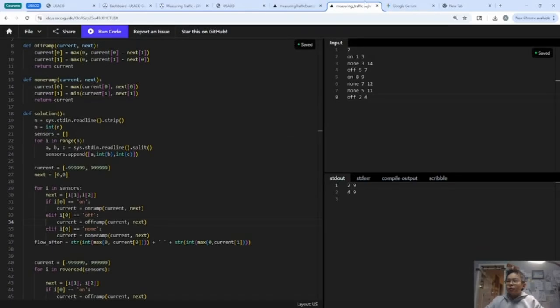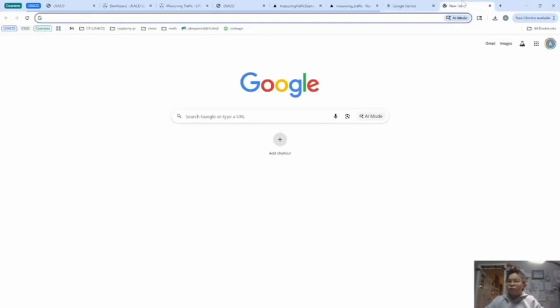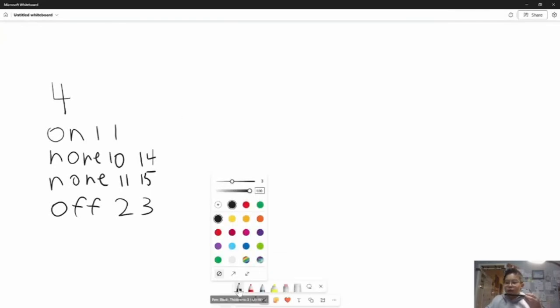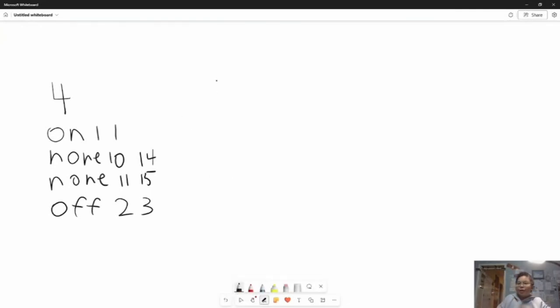So before we start, here we are going to be looking at the explanation of how you would even start coding this problem. We have the sample from the actual question here, and here we will be walking step by step through how they were able to get their answer. So we have 4, and we have on 1 1, none 10 14, none 11 15, and off 2 3.